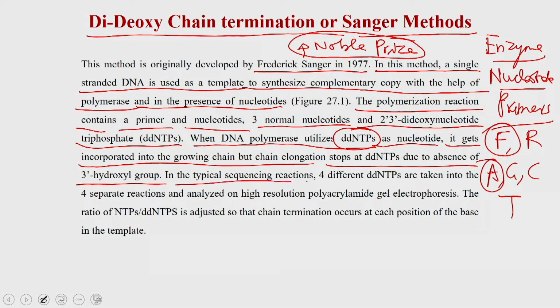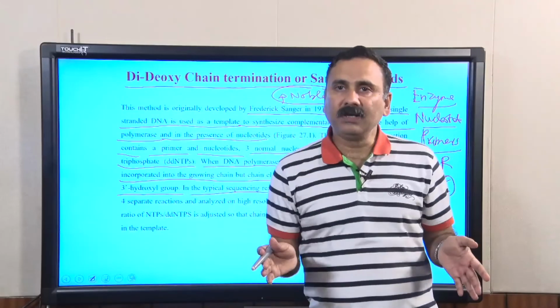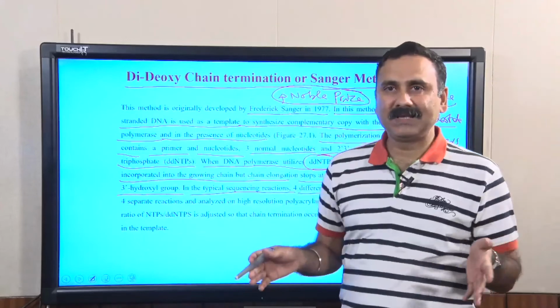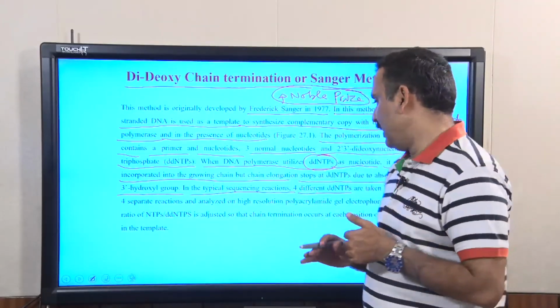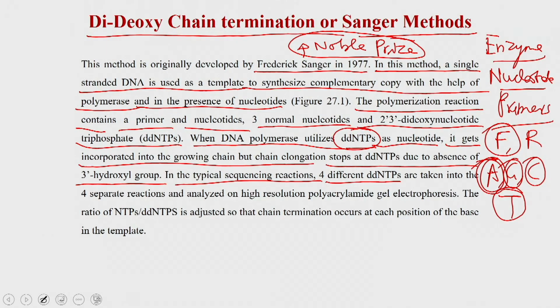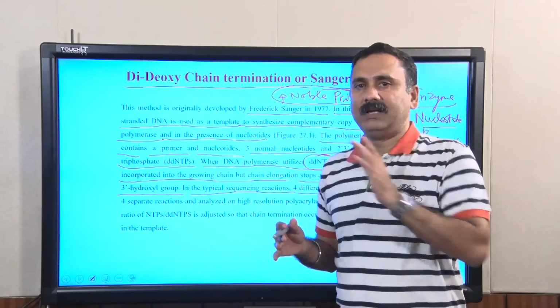In the typical sequencing reaction, you use 4 different types of dideoxynucleotides, which means you are going to do 4 reactions, one for adenine, one for guanine, one for cytosine and one for thymine. Then you run these 4 separate reactions on high resolution electrophoresis gels, and once you interpret them, you will be able to get the sequence of that particular DNA.